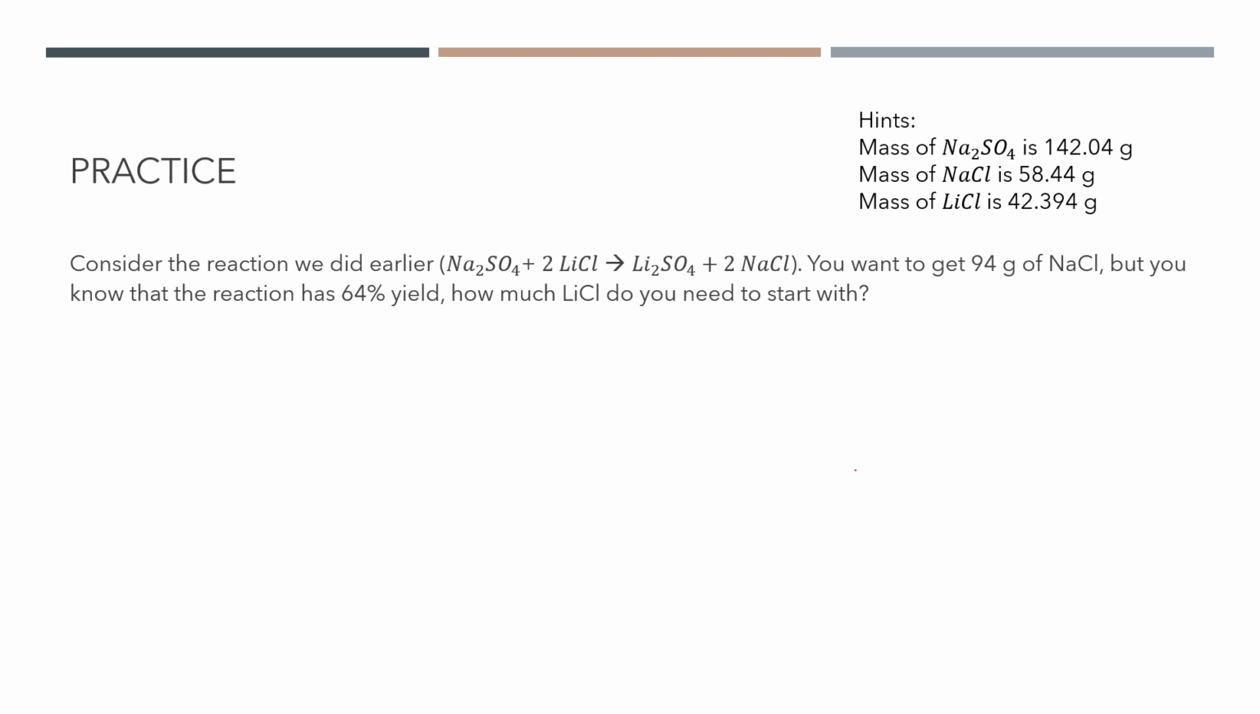All right, first let's write up our percent yield again. Percent yield equals your actual yield divided by your theoretical yield. We know that our percent yield should be 0.64. So 0.64 equals, let's see, did they give us our actual yield? Oh, we want to get 94 grams. So we're going to act as if that is our actual, 94.